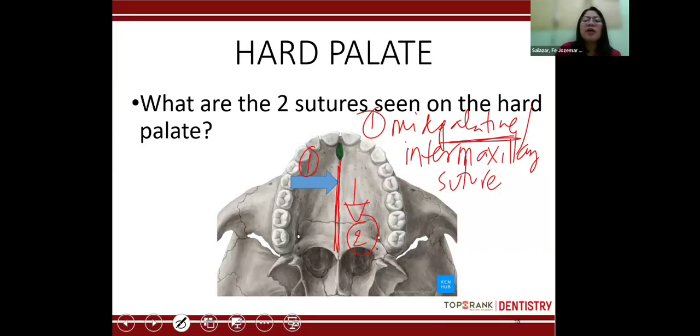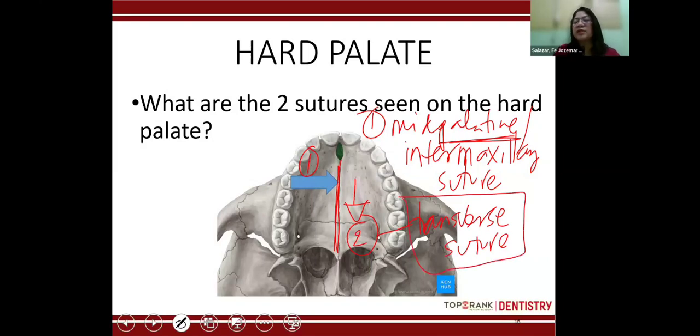Okay. Now, how about this? Number 2. Anong tawag niyo dyan? Okay, sa number 2. Between the maxilla and the palatine bone. Yes, very good. Number 2 is your transverse suture or the transverse palatine suture. Okay? Pero mas common na ginagamit to, si transverse suture.